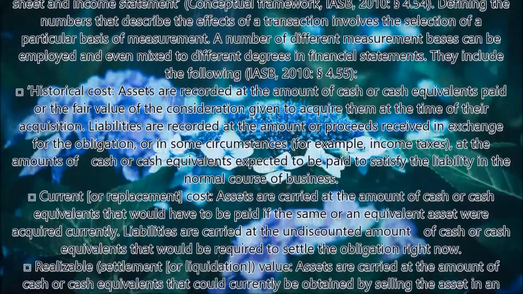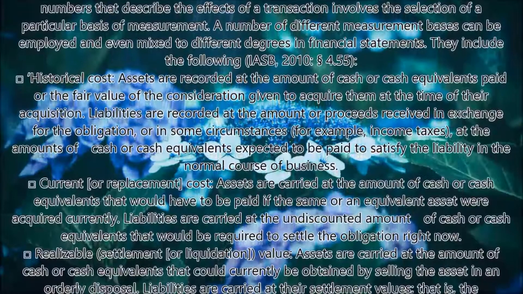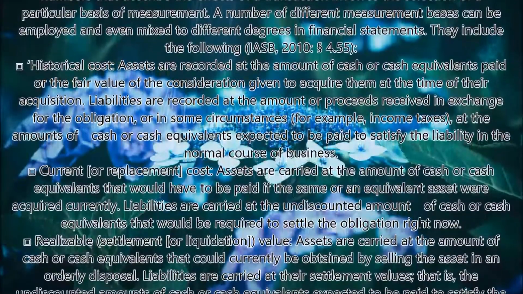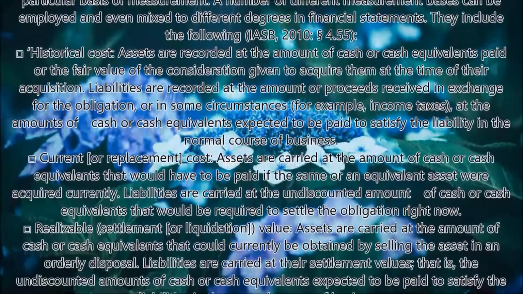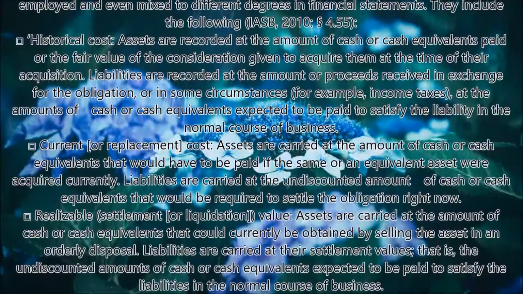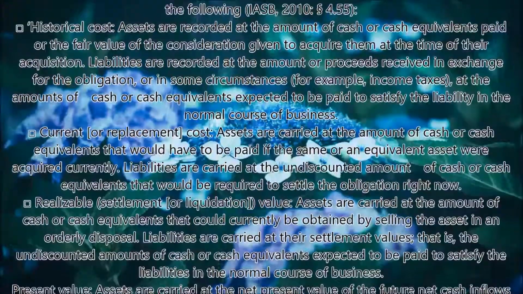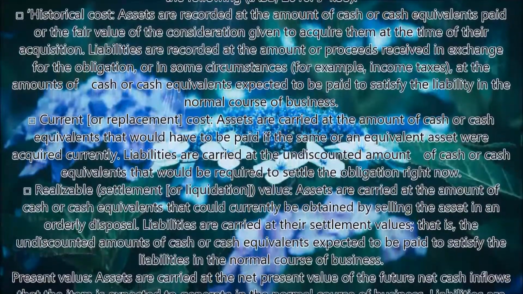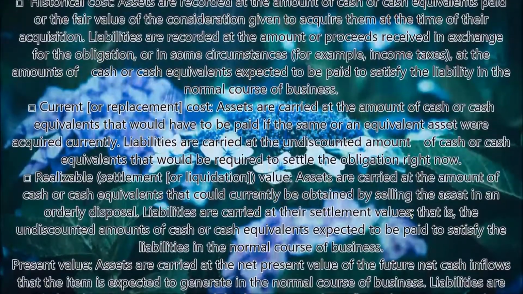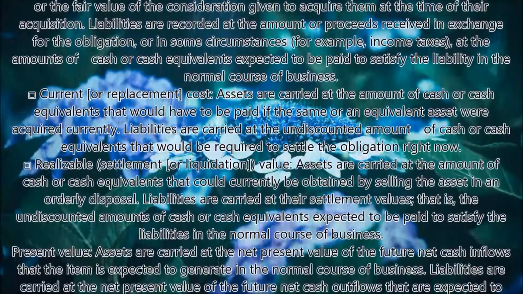Historical cost. Assets are recorded at the amount of cash or cash equivalents paid or the fair value of the consideration given to acquire them at the time of their acquisition. Liabilities are recorded at the amount of proceeds received in exchange for the obligation, or in some circumstances, for example income taxes, at the amounts of cash or cash equivalents expected to be paid to satisfy the liability in the normal course of business. Current or replacement cost.